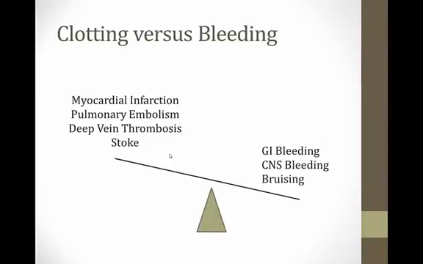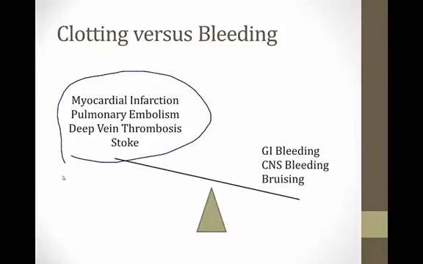When you think about it, there's a balance in the body between clotting and bleeding. Too much clotting and you get myocardial infarction, pulmonary embolism, deep vein thrombosis, or stroke, but too little clotting and you have GI bleeding and CNS bleeding and bruising. So we're trying to always work this balance for our patients. When we think they're at too much risk of thrombus formation, we'll give them blood thinners, but then we sometimes tilt the balance in the wrong direction and patients have bleeding complications.